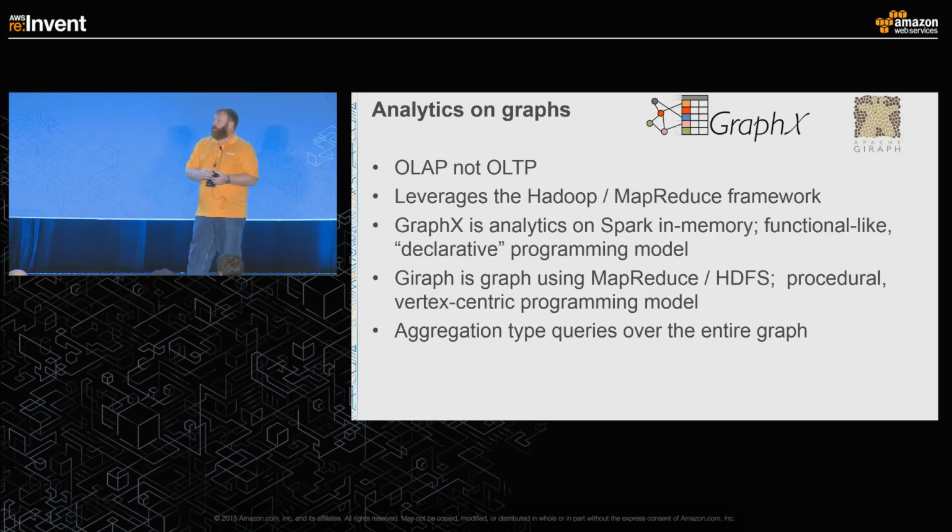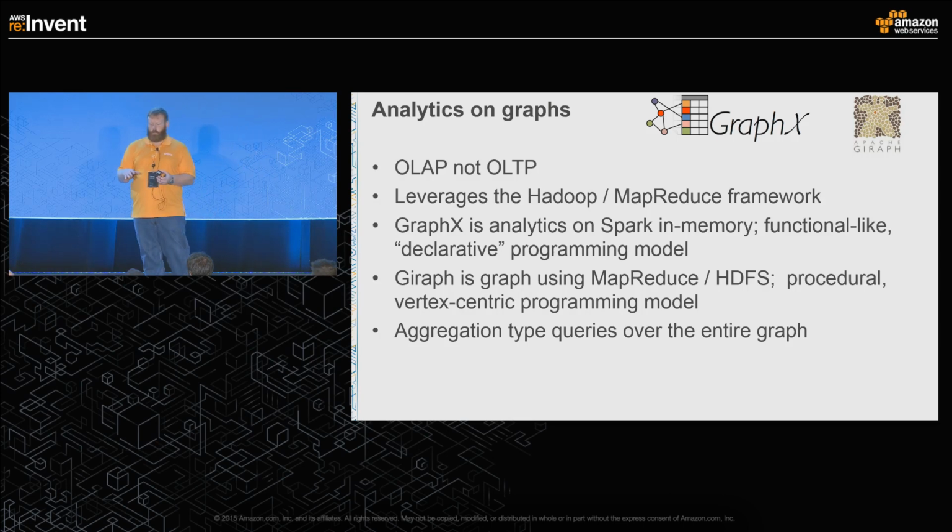One of the additional very interesting aspects of graph databases is analytics over the entire graph. If you wanted to do an analytics or an aggregation type query over the entire graph, then it's much more suitable to an OLAP instead of an OLTP type framework. There are a couple of different technologies out there that really leverage the Hadoop or MapReduce framework. For instance, GraphX is analytics using Spark. So in-memory queries, it's more of a declarative type programming language. Giraph is a graph query methodology that uses HDFS, and it's much more like a vertex-centered programming model.